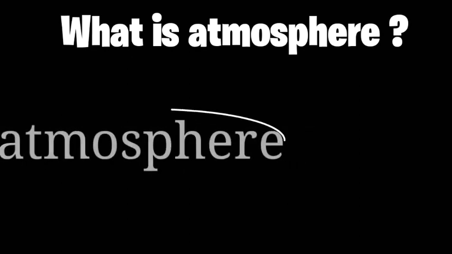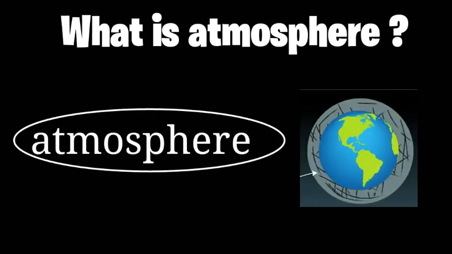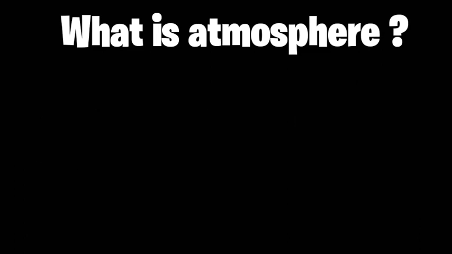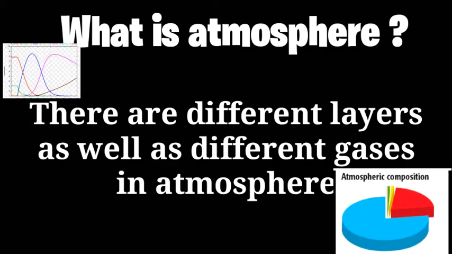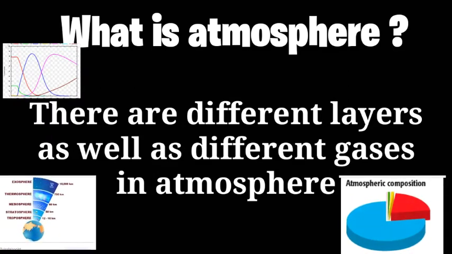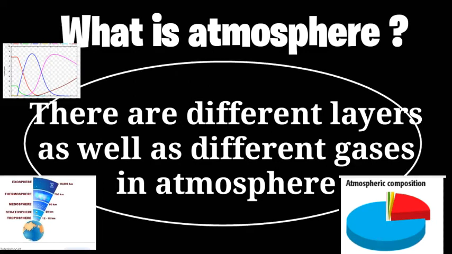So what is atmosphere actually? It is a blanket of air that surrounds the earth, and it is held by earth's gravitational force. As we go high up in the atmosphere, the density of the gases decreases. There are different layers as well as different gases in the atmosphere. So let us study about them in detail.